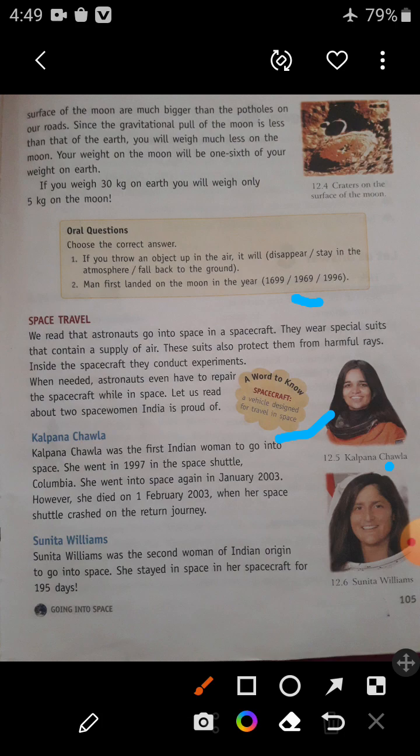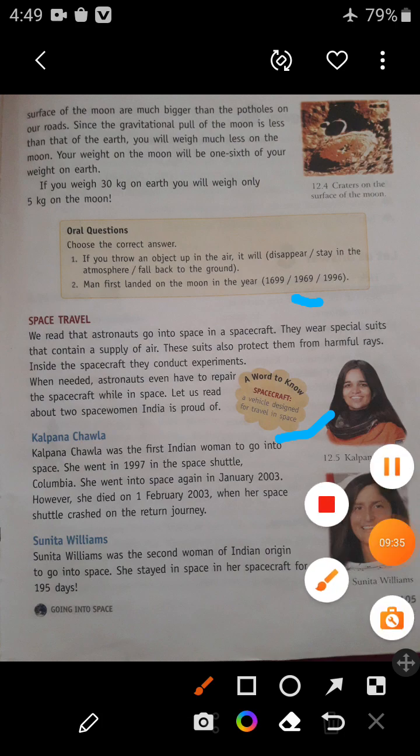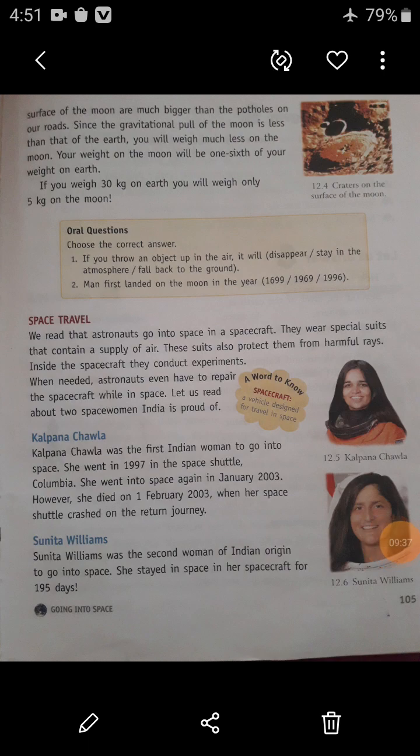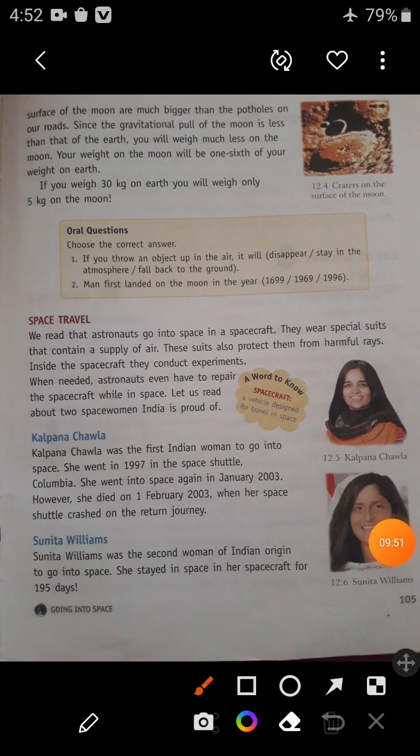So students, here I am going to tell you about the two spacewomen of whom India is proud. Here the pictures of these two women are given. First one is Kalpana Chawla and second one is Sunita Williams. So first of all, let's read about Kalpana Chawla. This is a picture of Kalpana Chawla.